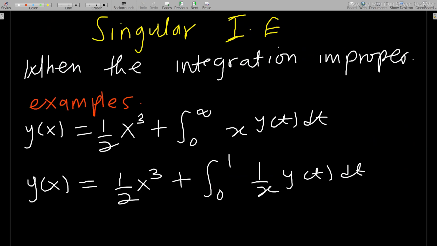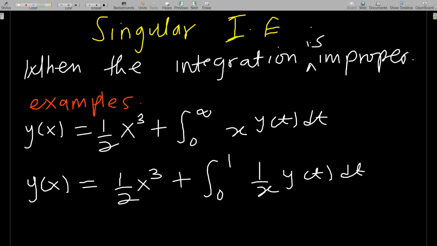Now let's go to what we call a singular integral equation. When the integration is improper, I should have added it is. So when you have an improper integration, then you have a singular integral equation. Other than that, you have a non-singular integral equation.